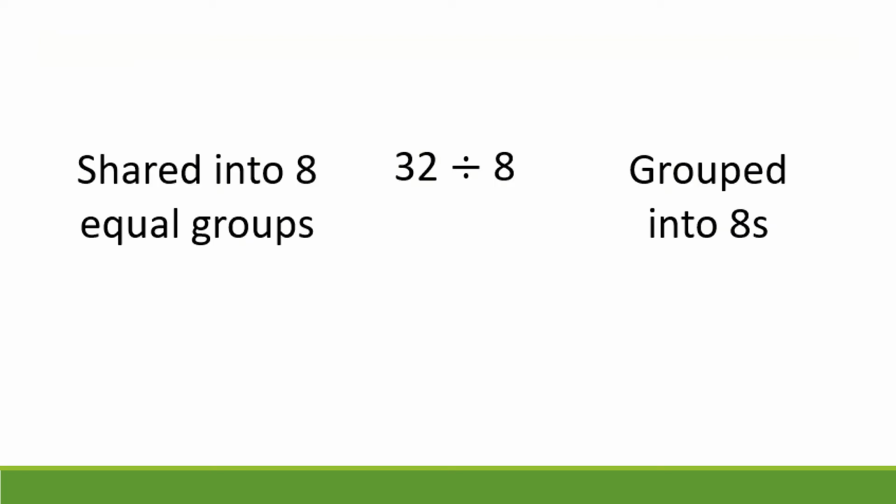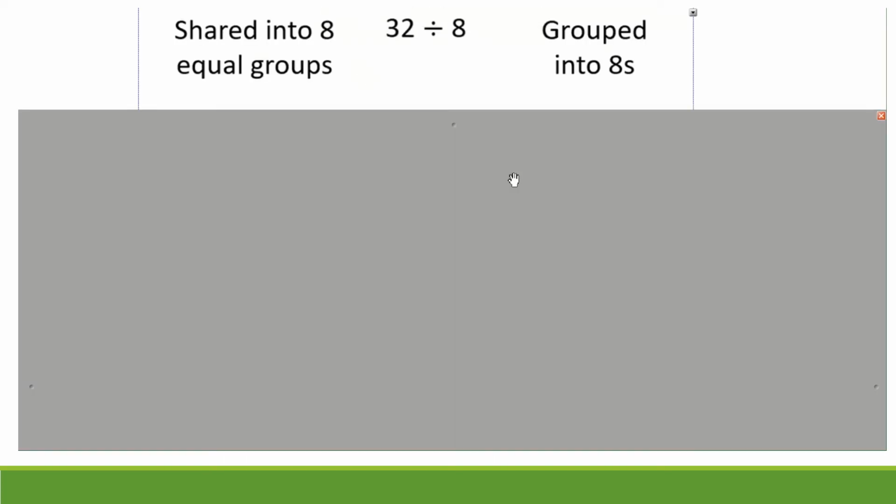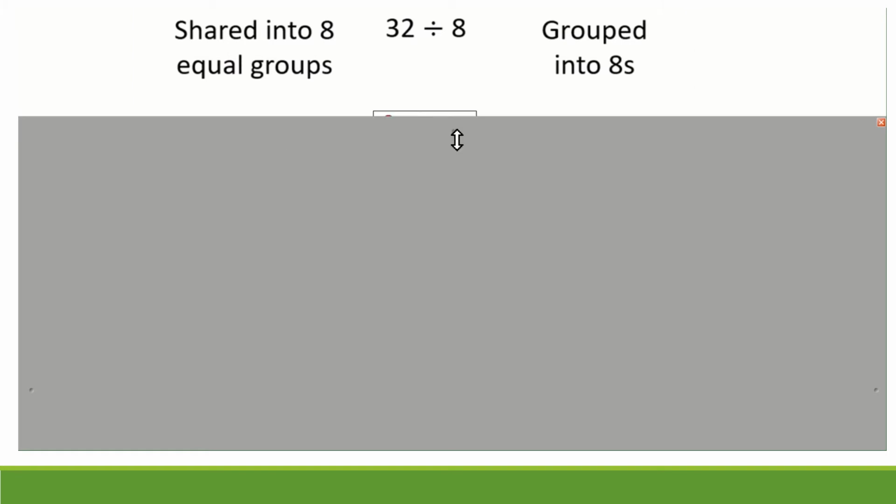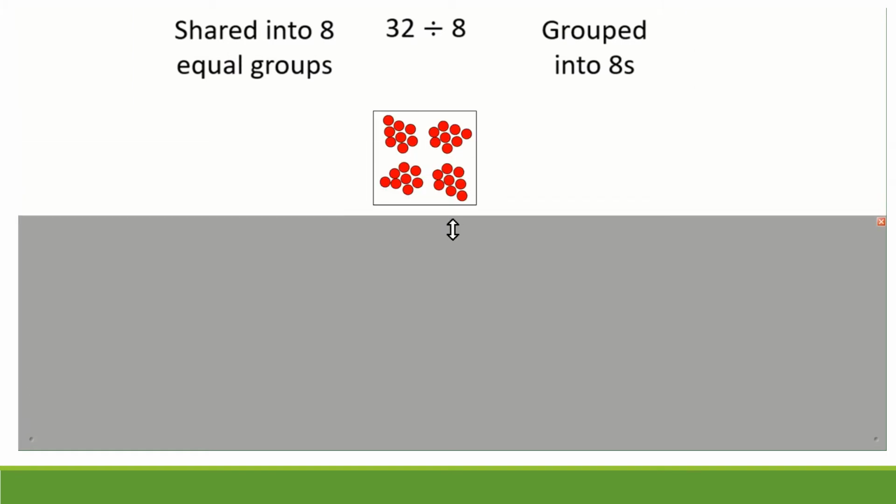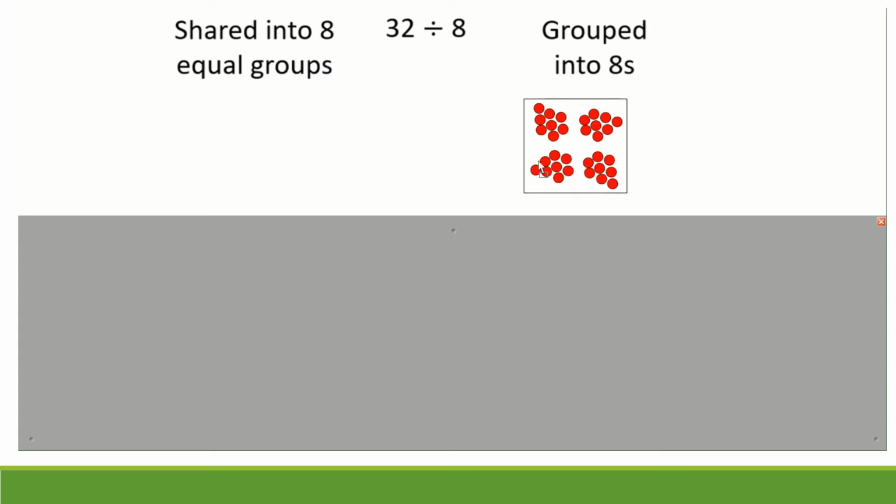Some children have been looking at different ways to divide 32 by 8. Can you decide if they have been sharing or grouping? We'll take a look at the next slide. Let's reveal and take a look. So, here's the first one. Is it shared into 8 equal groups, or is it grouped into 8s? So I can see that there are 8 in each group, so it's grouped into 8s. So that one goes under there.